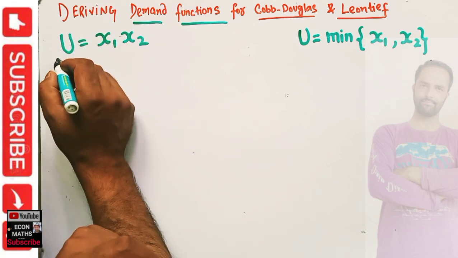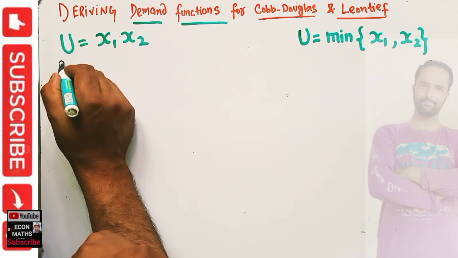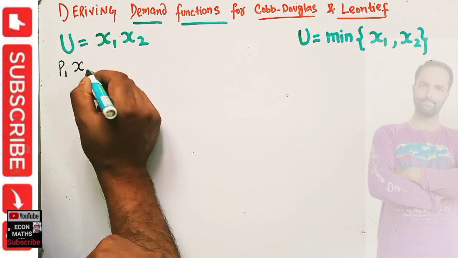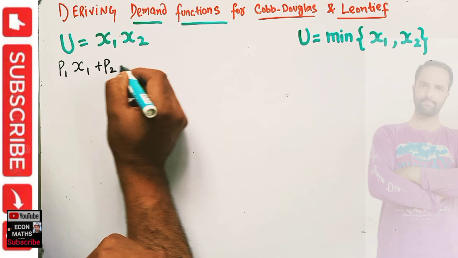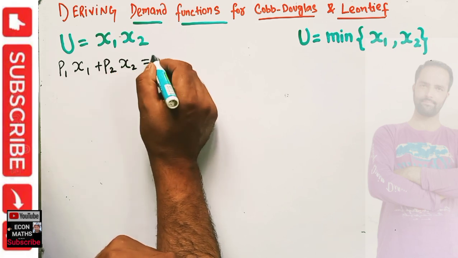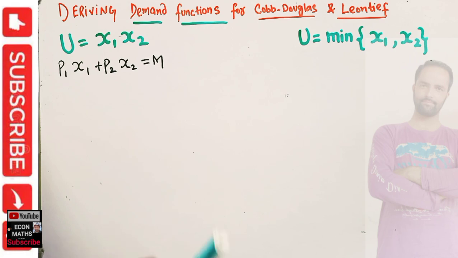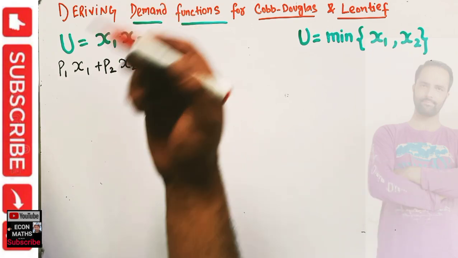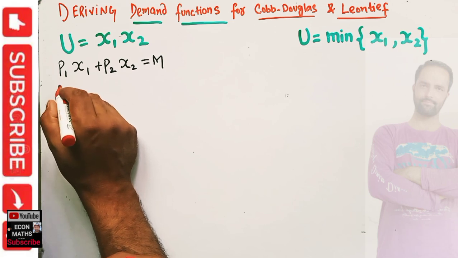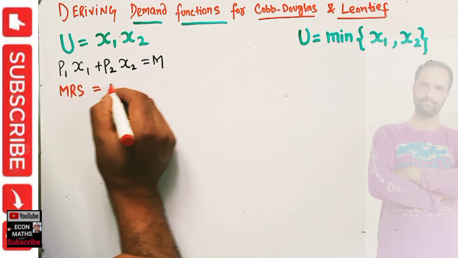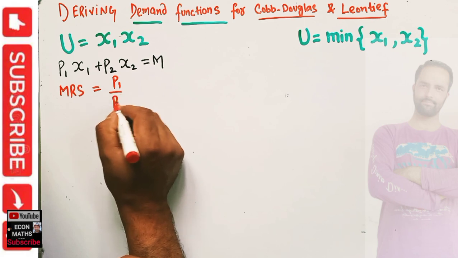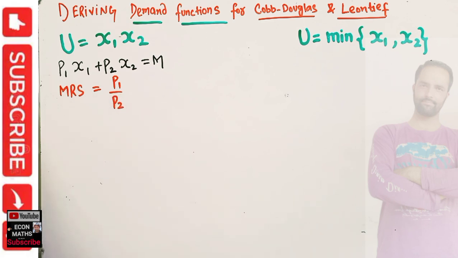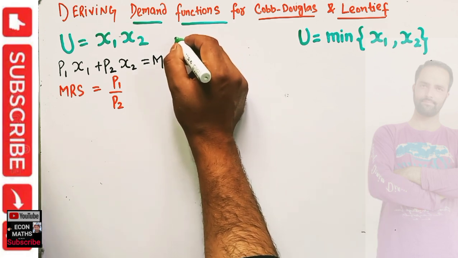Let us write the budget constraint something like this: price of good 1 times units of good 1 plus price of good 2 times units of good 2 should be equal to the total income. Okay, so we want to maximize this utility subject to this budget constraint, and then we will derive the demand functions. Okay, so first step is, we set marginal rate of substitution equal to the price ratio, and also we construct the graph here.